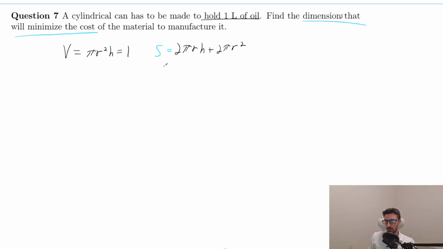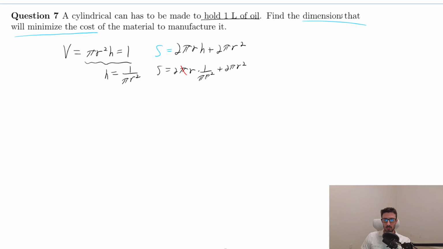If you're trying to minimize something, you can take its derivative and set it equal to 0. But before we do that, it would be nice if we could get it down to just one variable. Right now I've got a formula that has r and h in it. I could solve the volume formula for h and get 1 over pi r squared, and then I'll just plug that in over here. So it's 2 pi r times 1 over pi r squared plus 2 pi r squared.